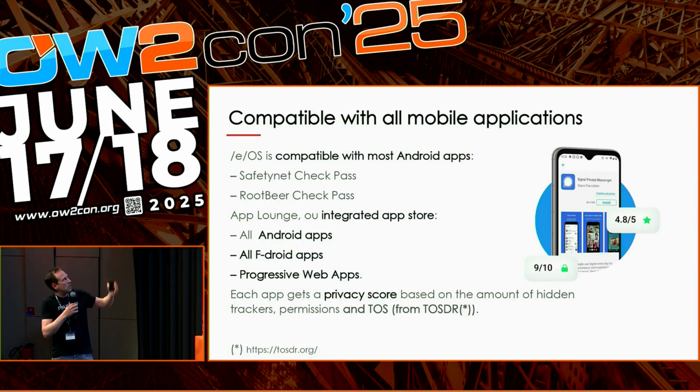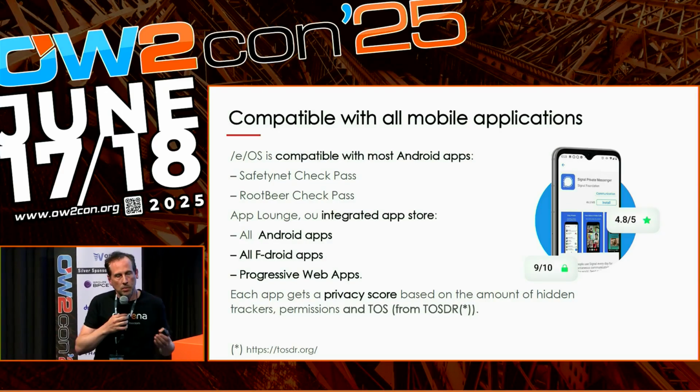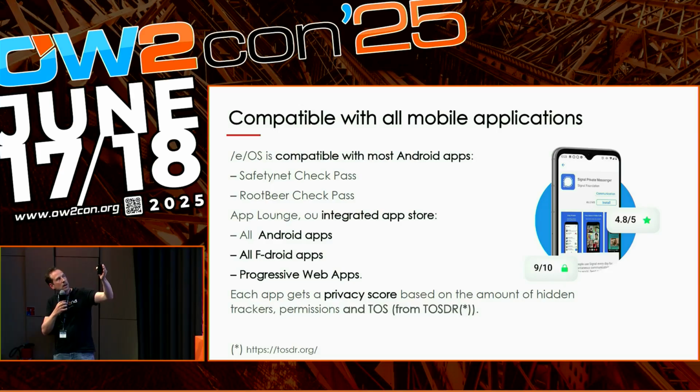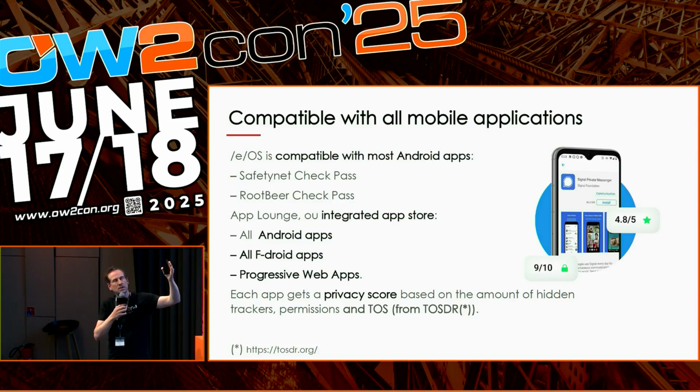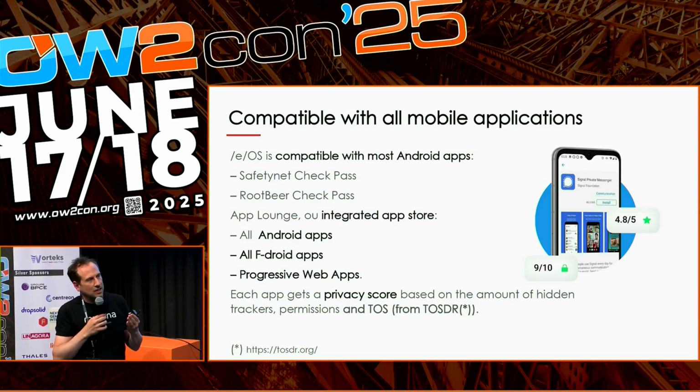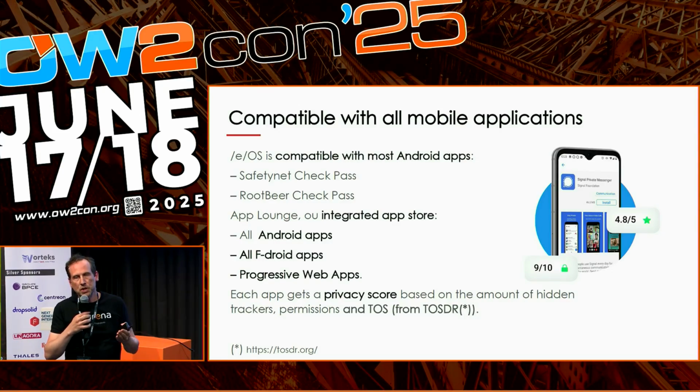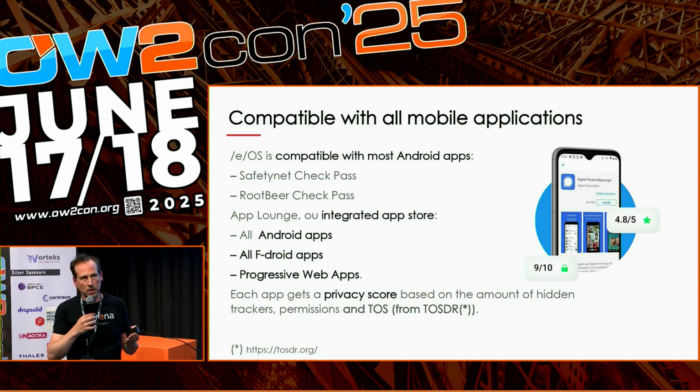Okay, so App Launch is our integrated app store with all the Android apps and all the F-Droid apps, and also a set of progressive web apps. We also want to inform users about what they are using. So before installing an application in iOS, when you go into App Launch and select an application, like here Signal, you will have a privacy score that will inform you about how good this application is. The privacy score is computed from permissions and trackers that are found in the applications.